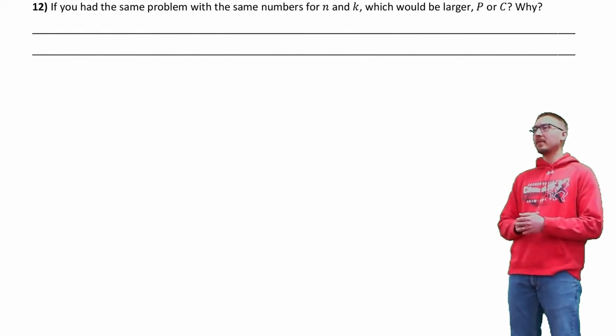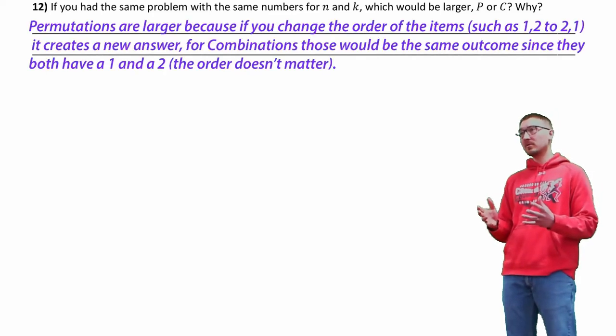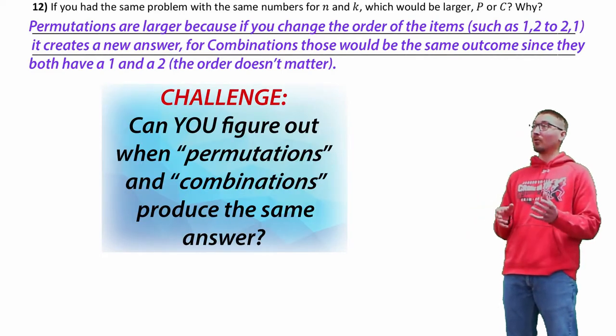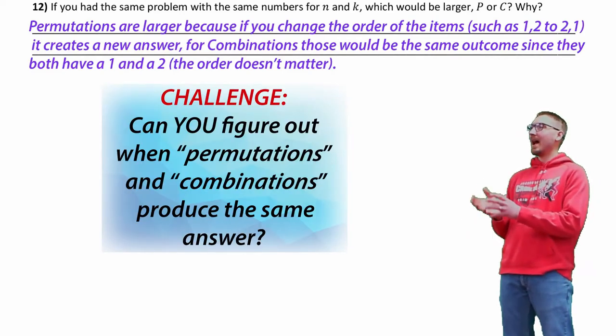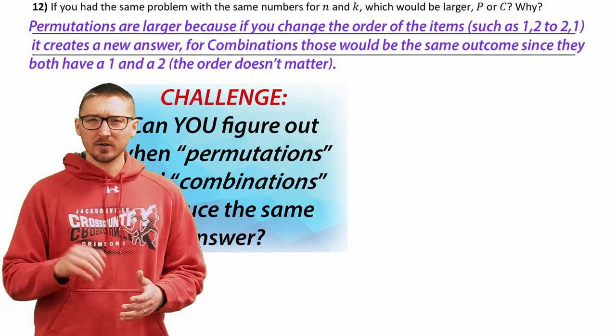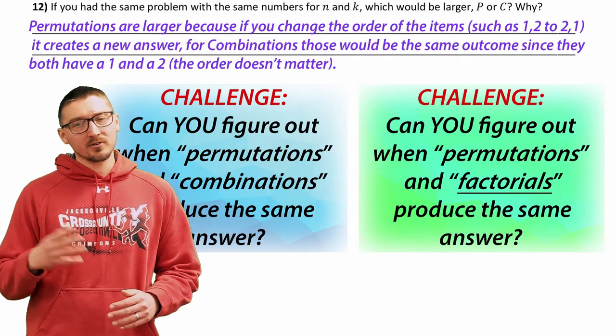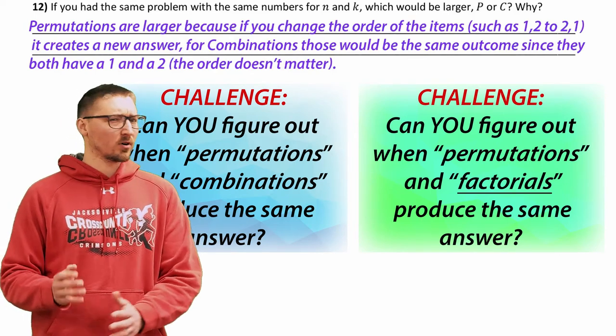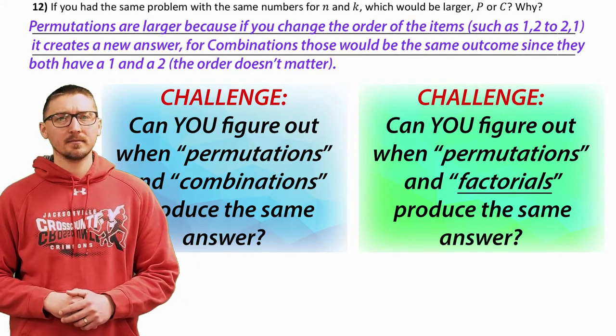The order doesn't matter. Now, there are special situations where actually permutations, combinations, and factorials are all the same, but it depends on how many things you choose. That's a little bit of a rare situation to be in. So otherwise, besides for that small technicality, permutations are always bigger than combinations.